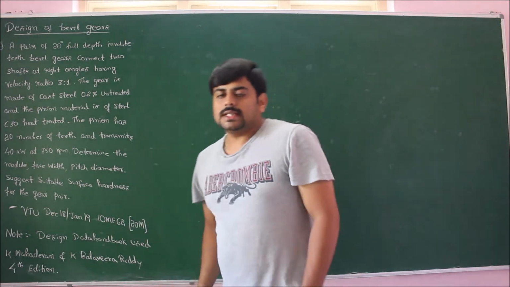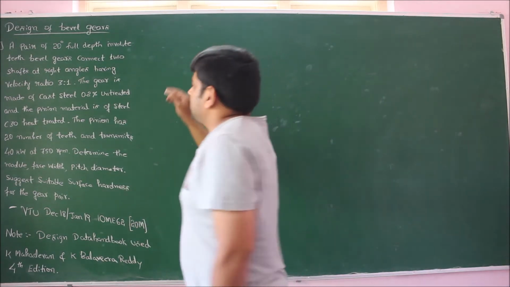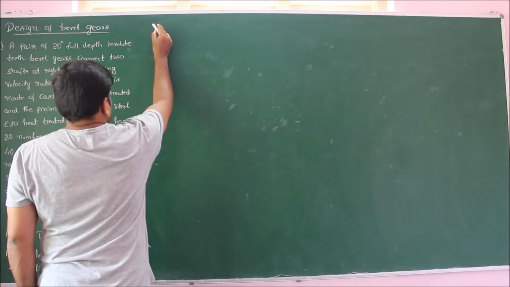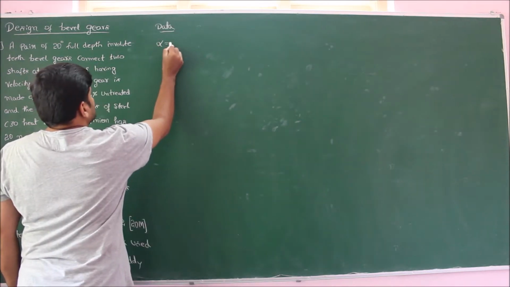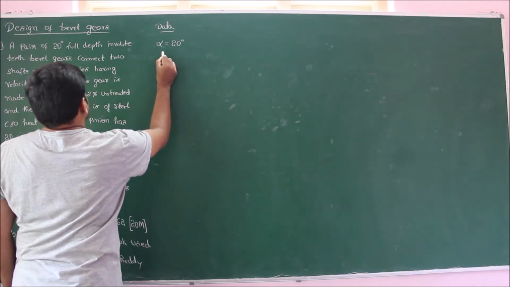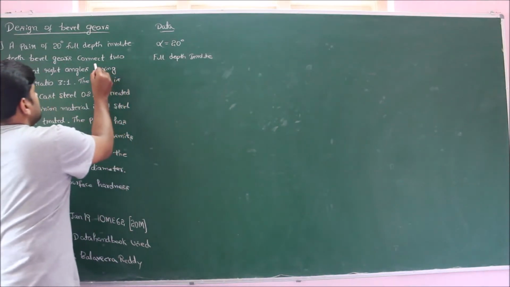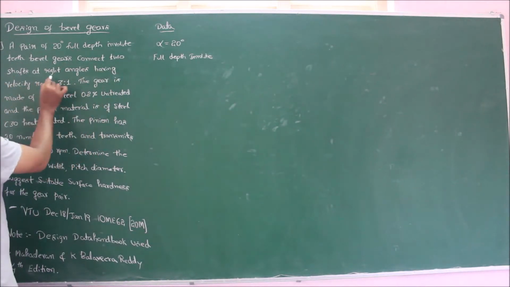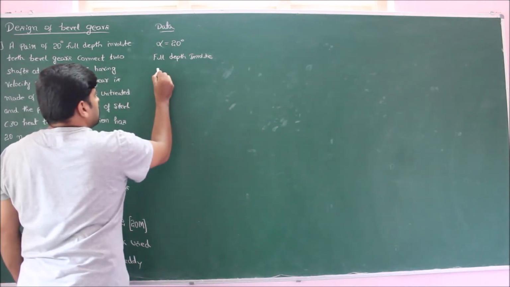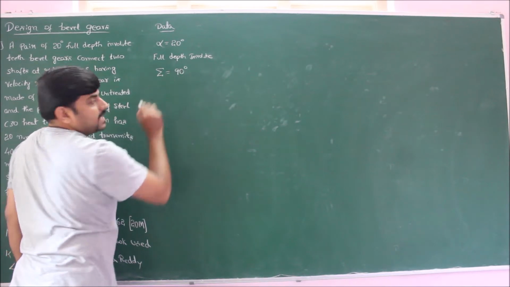Now let us solve this problem. If I note down the data given for this problem, the pressure angle alpha is 20 degrees and the tooth form is full depth involute. It is clearly stated that the bevel gears connect two shafts at right angles, so therefore the shaft angle sigma is 90 degrees.